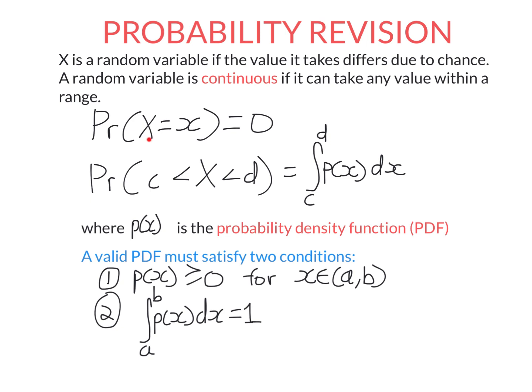Now, when you have a random variable that's continuous, the probability it takes on a specific value is 0, because there are always infinitely many possibilities for the values the random variable can take. Instead of finding the probability X takes a specific value, we find the probability X takes a range of values. So the way we find the probability X is within a range is we integrate this special function p(x) called the PDF, or probability density function.